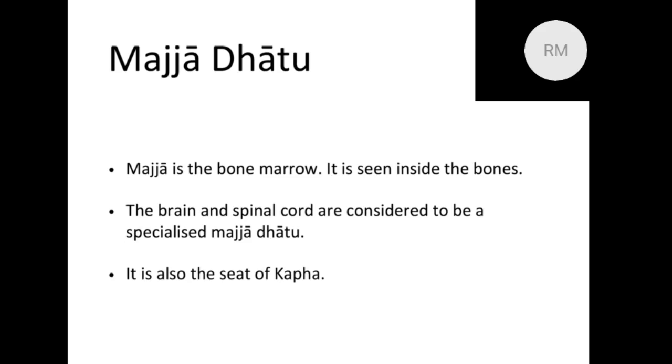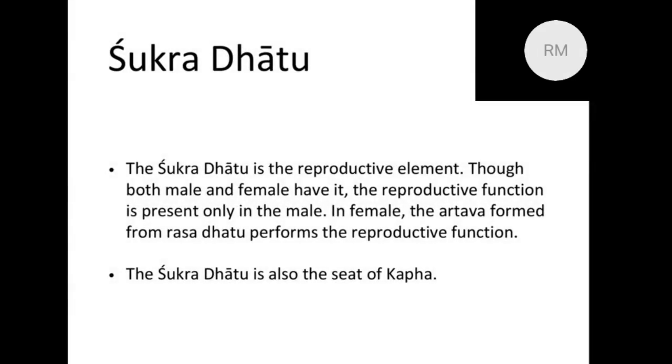And then finally we have Shukra Dhātu. The Shukra Dhātu is the reproductive element. It is important, again, as I pointed out, to understand that the Shukra Dhātu is present in both the male and the female, but it plays the reproductive function only in the males. Now Shukra Dhātu is also the seat of Kapha. So this is a brief introduction to the Dhātus.